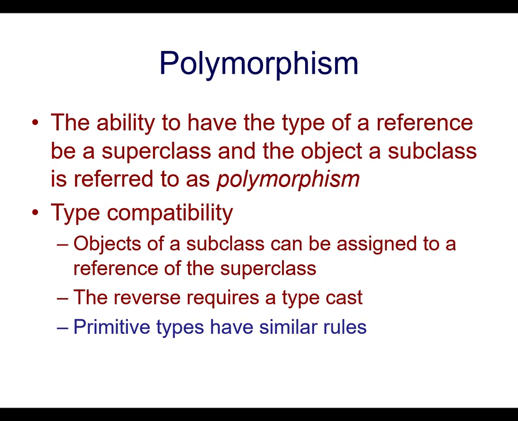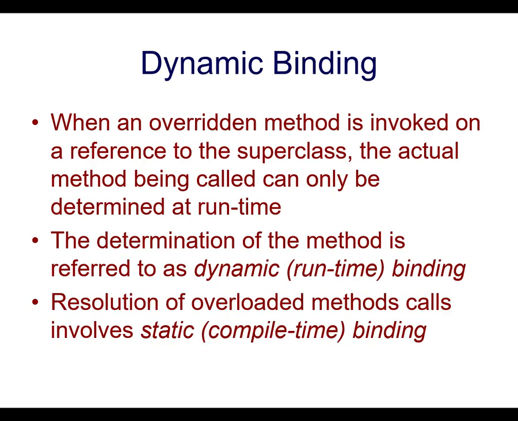These rules are similar to the rules associated with primitive types that require an explicit cast for narrowing assignments but permit widening assignments. Now we are ready to explain dynamic binding, which is really the main reason for inheritance and polymorphism. To begin, it is important to understand that when an overridden method is invoked on a reference to the superclass, the actual method being called can only be determined at runtime. The determination of which method to call is referred to as dynamic binding.